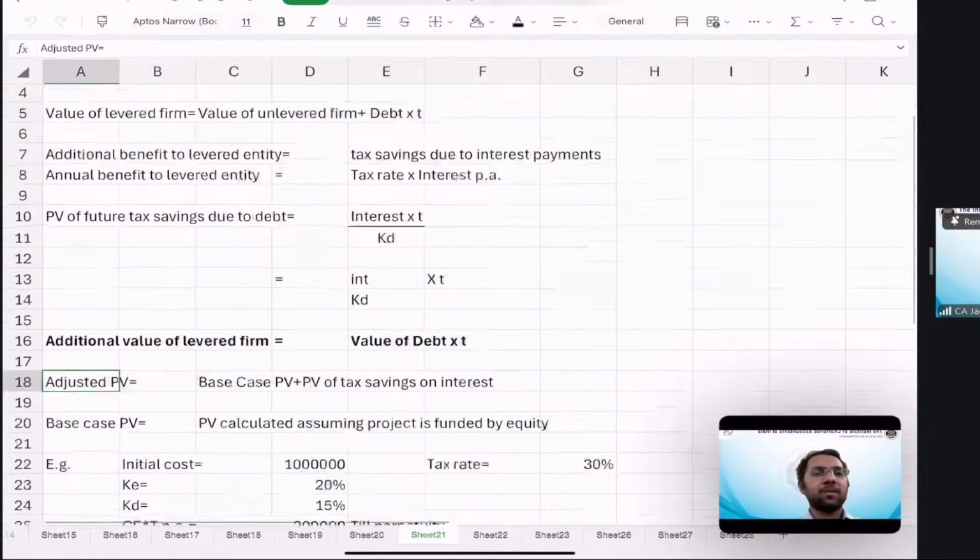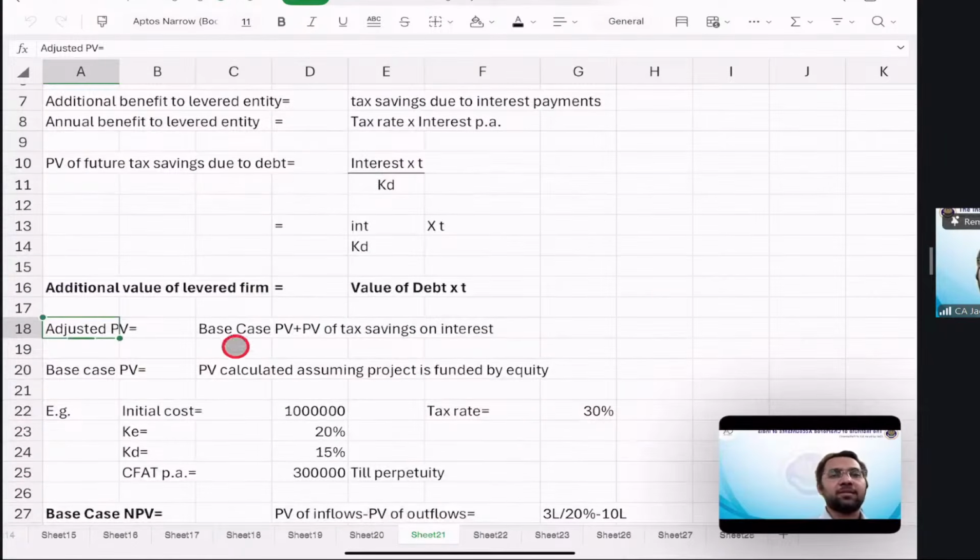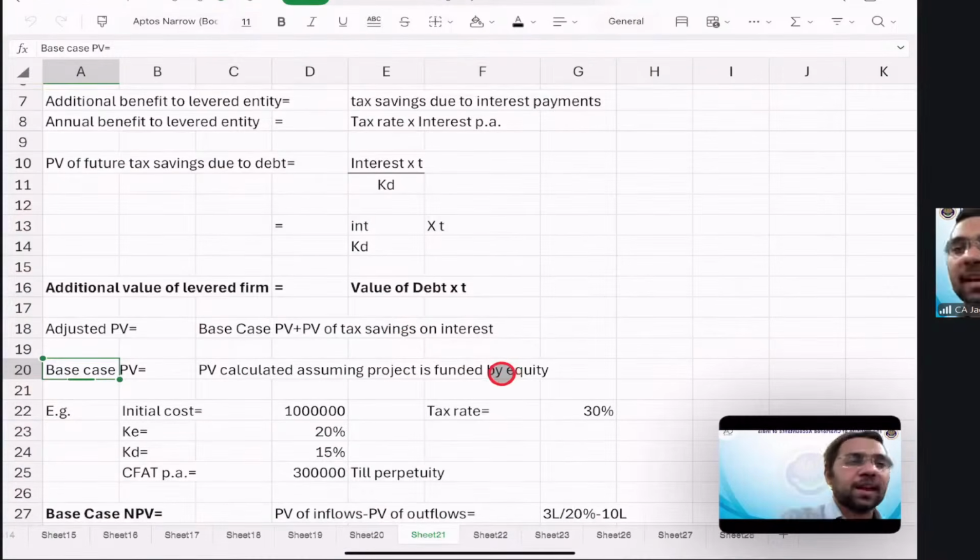Adjusted present value is simply going to be the base case PV plus present value of tax saving on the interest. Now we can obviously calculate the base case present value by assuming that the project is fully funded by equity, and then we look at what is the tax saving happening due to the interest. So present value calculated assuming project is funded by equity, right? That's your base case PV.